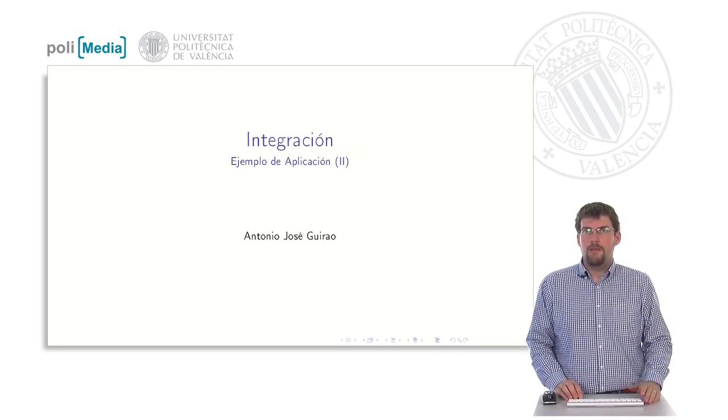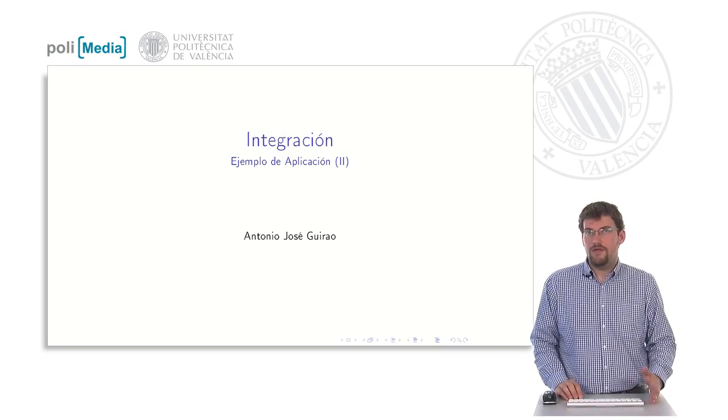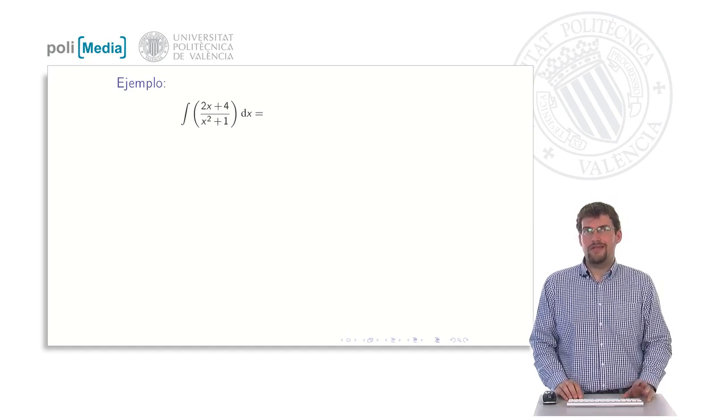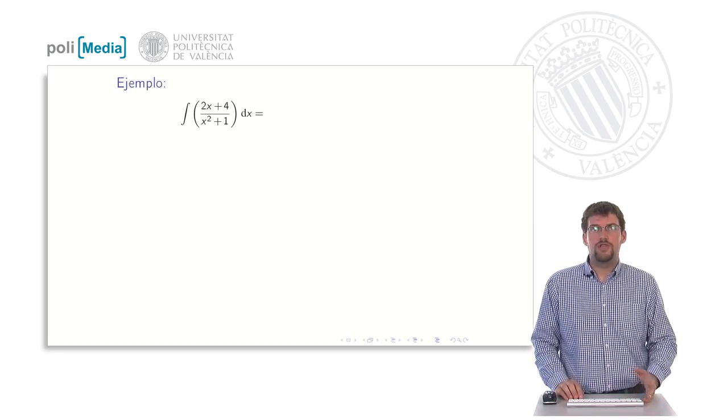Hello there. Today we are going to see an example of an application of the results that we have seen about integration so far. We are going to try to calculate the primitive of this rational function, 2x plus 4 divided by x squared plus 1.